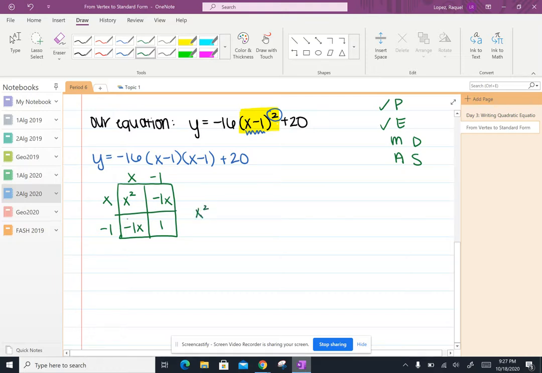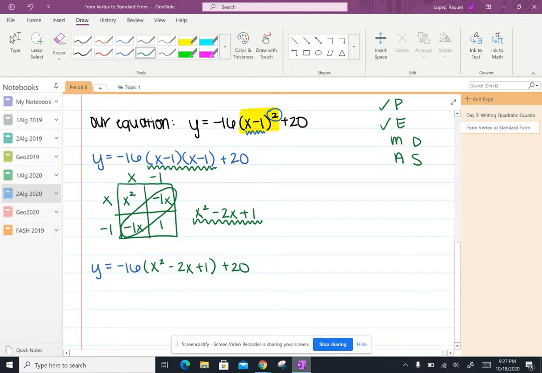So I have x squared. These two things are like terms. So I'm going to write x squared minus 2x, and then I'm going to write plus 1 at the end here. Okay, so I've multiplied that, but keep in mind, I've only multiplied these two things. So I'm going to substitute that with x squared minus 2x plus 1. So my equation right now looks like y equals negative 16 times (x squared minus 2x plus 1) plus 20 all the way at the very end.